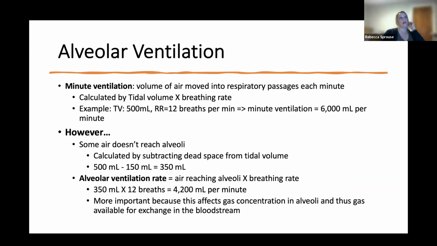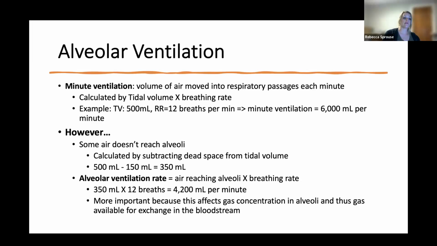And so in that case, we need to know how well the alveoli are functioning and how much air they're actually seeing and working with, right? So minute ventilation is the volume of air moved into the passages each minute, total, right? So how much air are you breathing in? How much air are you breathing out? What you do to calculate that is your tidal volume, which is your passive volume of air that you can move, times your breathing rate, which is how many breaths you take per minute.